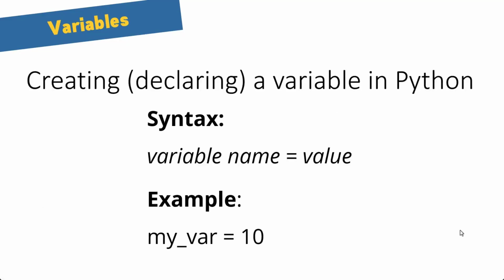So, how to create a variable in Python? It's actually super easy. All you have to do is give your variable a name, and then use the equal sign to assign it a value. In programmer speak, this is called declaring a variable. So for example, let's say you wanted to create a variable called myVar and store the number 10 inside of it. You would just write myVar equals 10, and boom, you've got yourself a variable.